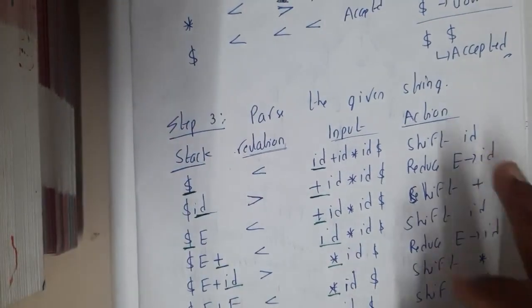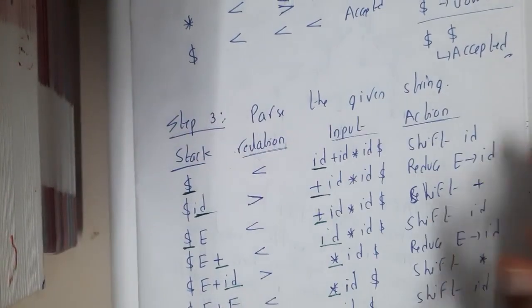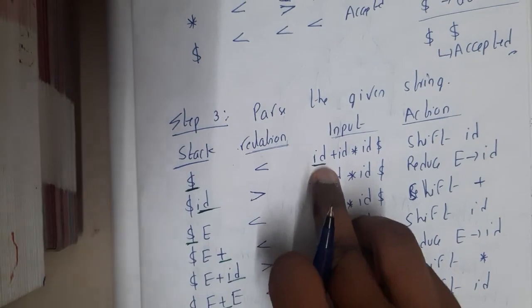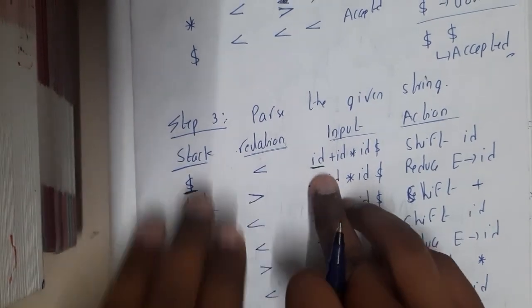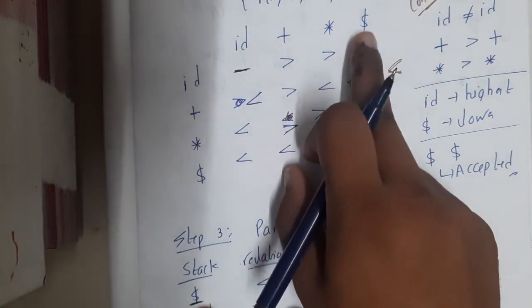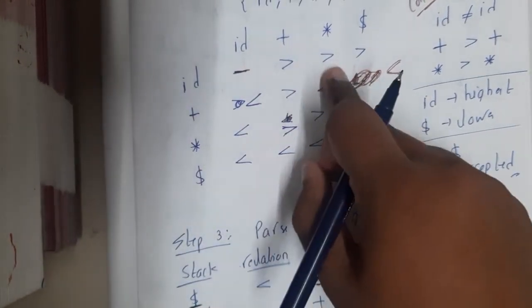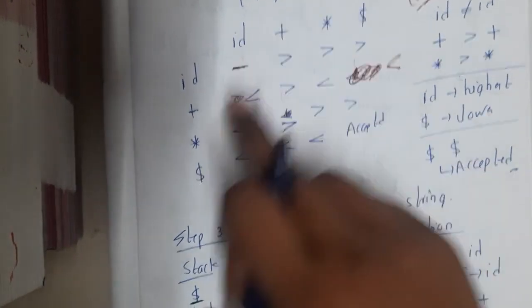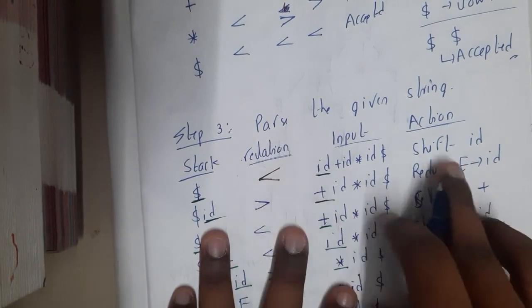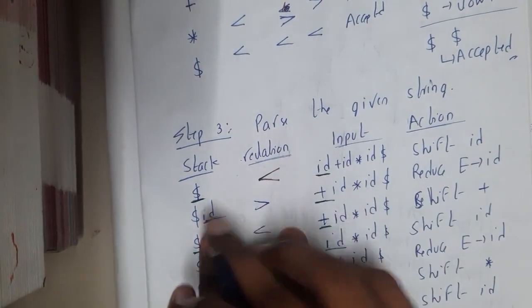So basically parsing, again the same stack operation, guys. The stack is nothing but dollar ID. So on dollar and ID, what will be the operation? It is nothing but greater than operation, right? Sorry, it should be dollar ID, so it is less than operation. Less than operation is nothing but shift ID, so you push this id.